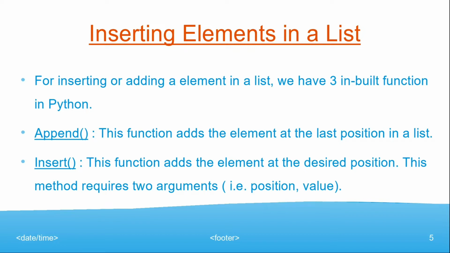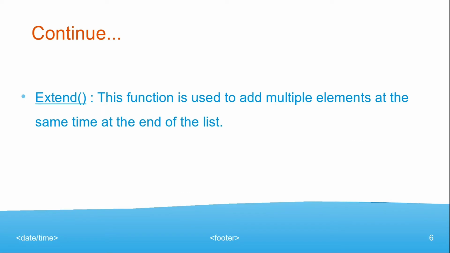You can take the append function, which we use to add a single element in the last position, or you can take the insert function, which adds a single element at our desired position. But what if I want to add multiple elements in the list? To add multiple elements in the list, we have the extend function. What the extend function does is add multiple elements at the same time at the end of the list.